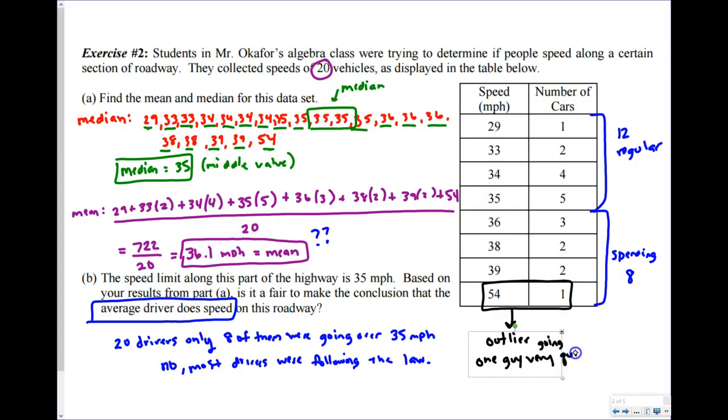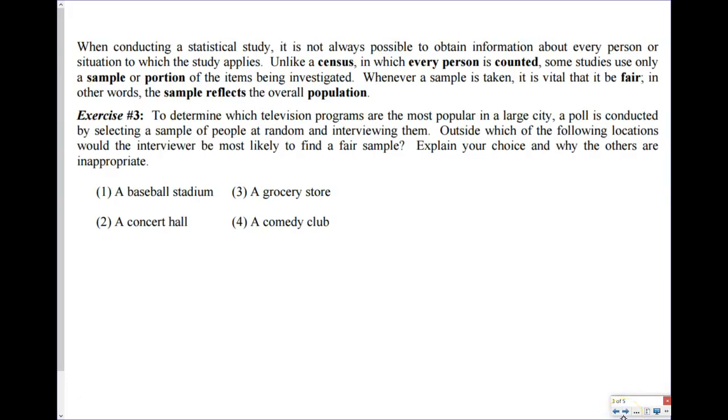going very quickly, and it's throwing all of our data off. That one little number is making our average bigger than it should be. This is called an outlier. When you've got one number that's just completely different than all the rest of the numbers, it's going to change your mean and your median. Okay? So let's take a look at exercise 3.